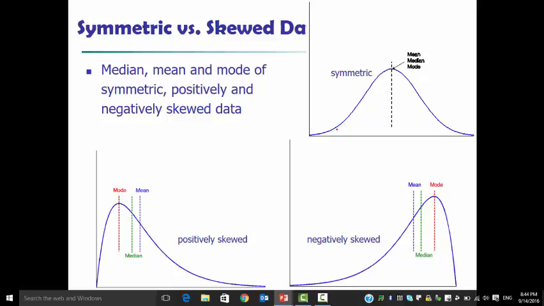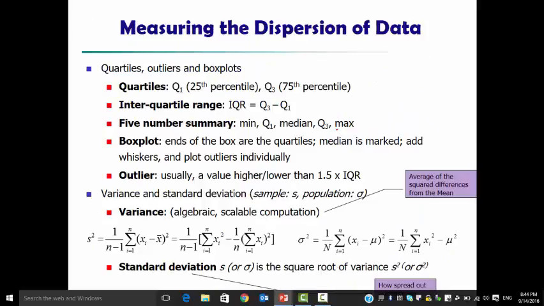Okay? We want to see how those values are spread out. Therefore, a few other measures were developed: quantile, interquantile range, five-number summary, box plot, outlier, in addition to typical statistics with formulas, called variance and standard deviation.